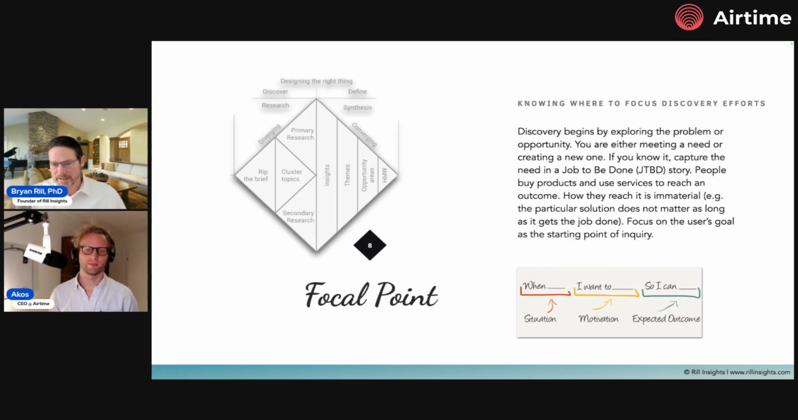Now, if you know it already, it's great here to capture the job to be done. This is a framework that basically restructures user need stories into talking about what are people trying to accomplish. Now, paying attention to the fact that how they accomplish it is usually immaterial. People just want to get things done. So I like to write user need stories from that perspective, saying, what do people want to accomplish? Okay. And that is the starting point of my inquiry. I want to figure that out when I do discovery.